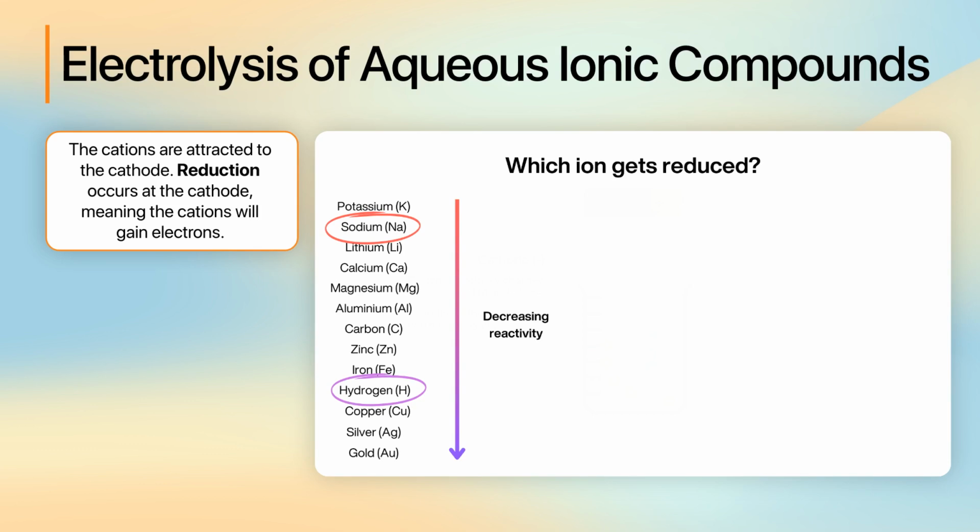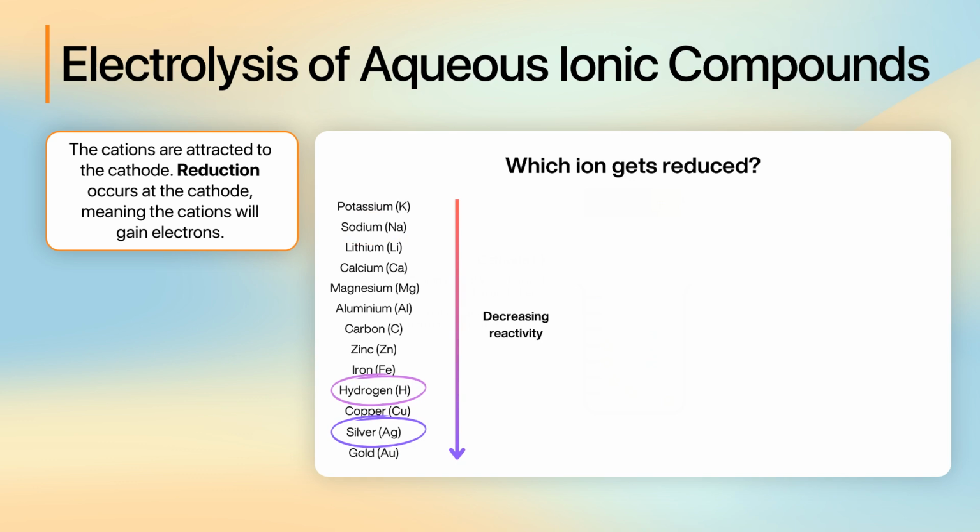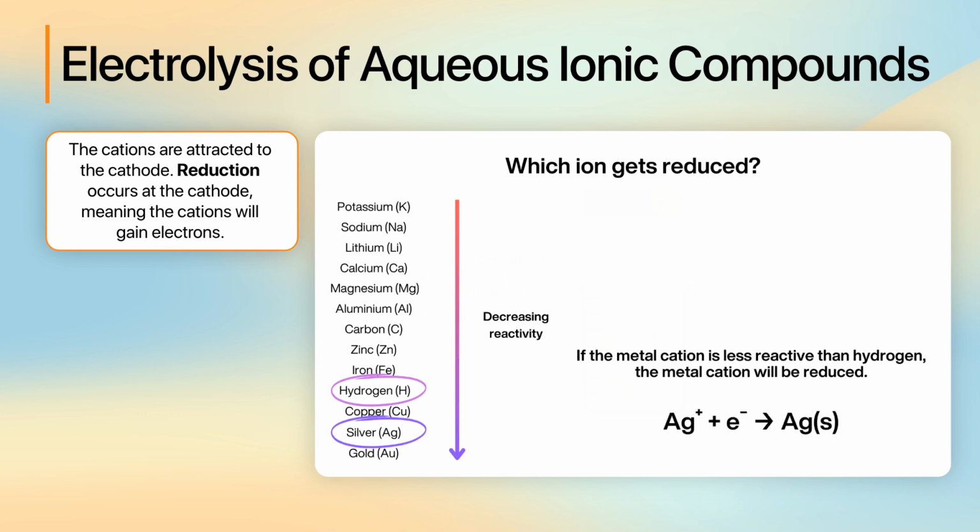If the metal cation is more reactive than hydrogen, like the Na+ ion in our example, the hydrogen ions will be reduced instead, forming hydrogen gas. The reduction reaction would be 2H+ + 2e- becomes gaseous H2. If the metal cation is less reactive than hydrogen, so for example, if we had silver ions, the metal ion will be reduced, depositing as a solid metal. The reduction reaction would be Ag+ + e- becomes solid Ag.